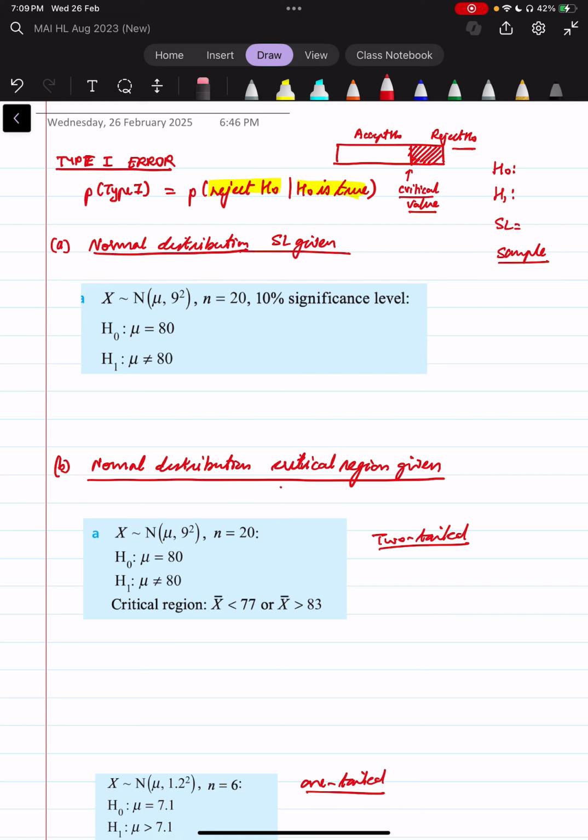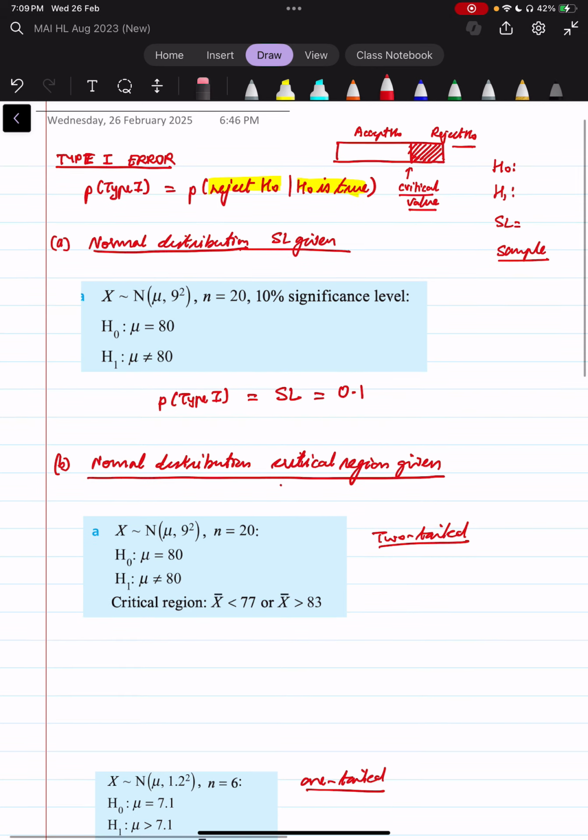So when the significance level is given, it's the simplest type. Then your probability of type 1 error is simply your significance level. So in this case, my significance level is 10%, so it's 0.1. Simplest form, correct? So you don't have to worry at all.